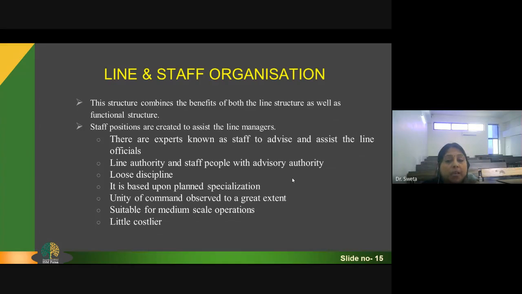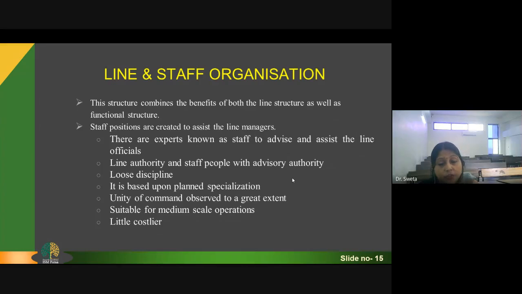As we discussed in line organization, there was a CEO and a manager who would be dealing with all the other aspects. A single manager would not be effective in dealing with HR, marketing, as well as finance. So in line and staff, to assist the line managers, we create staff positions who will take care of that specialized area. Here line authority and staff people will only have advisory authority.